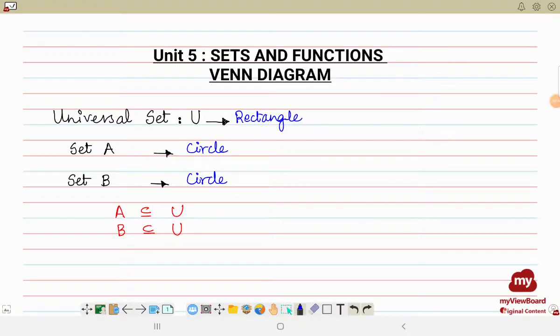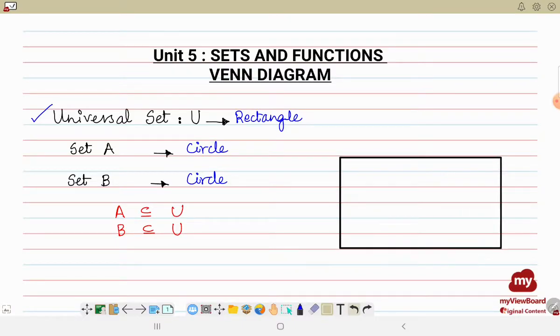In this video, I'll be discussing Venn diagrams from chapter 5, that is sets and functions. Basically, the concept of the Venn diagram was given by a British mathematician, in which he introduced the universal set in rectangular form. So the universal set is one bigger set and that is represented by the rectangular block, right?